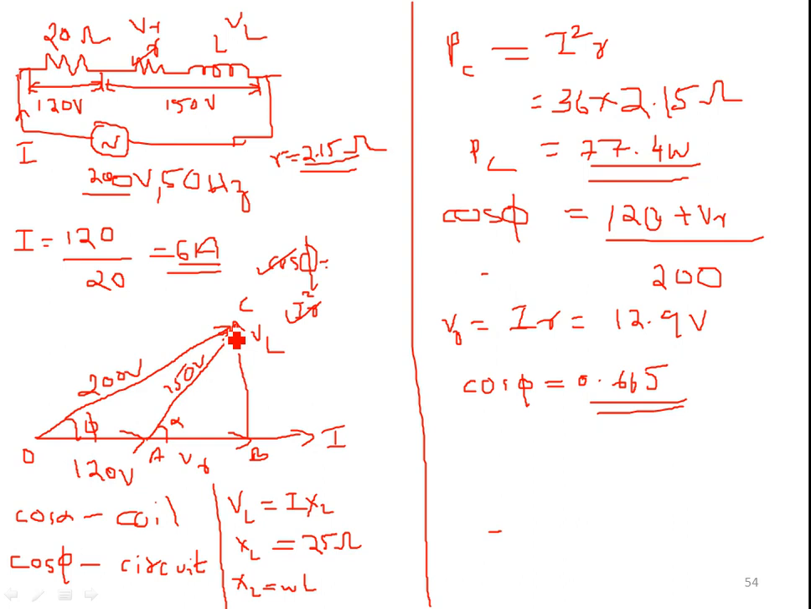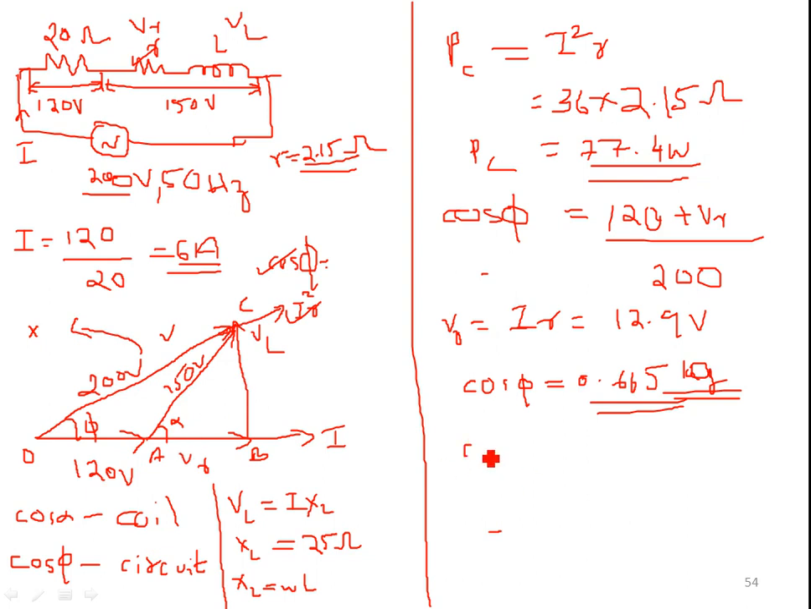Now, see, supply voltage is here. This is the supply voltage V. Current is, if you are rotating the entire phasor diagram in the counterclockwise direction, if you are considering the point X, voltage comes first and current comes after that. Therefore, current is lagging voltage at an angle phi. Therefore, power factor is lagging.